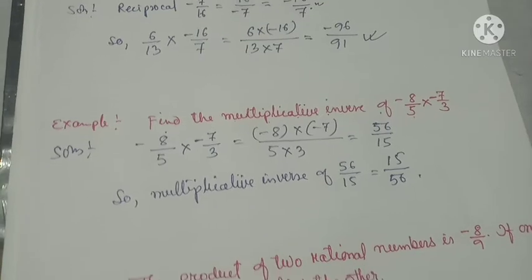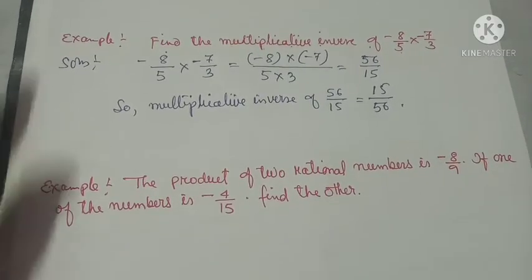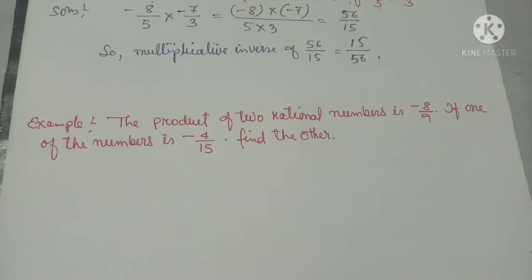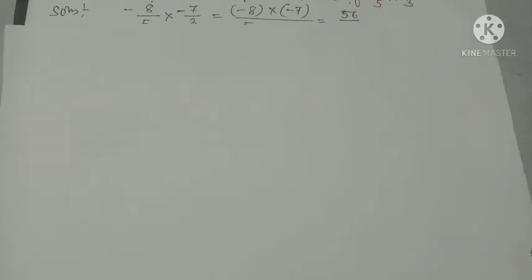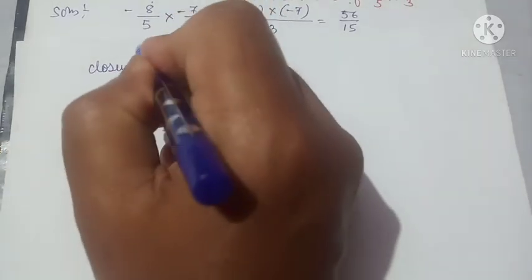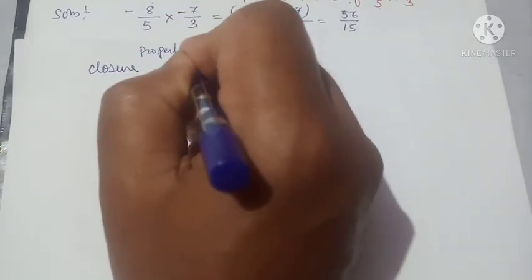So the next question we have is about the properties of division. Before we start these properties, we need to understand a few things about the properties of division of rational numbers. So listen carefully. In the case of rational numbers, in case of division, the first one is the closure property.